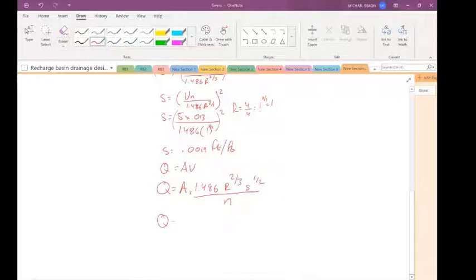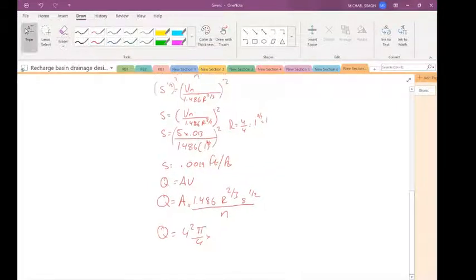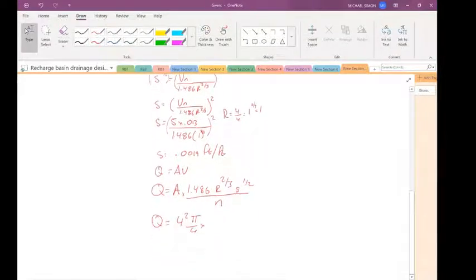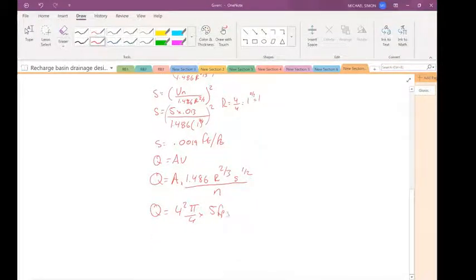We also have A, so that will be 4 squared pi over 4 times our velocity, which is 5 feet per second. So that gives me a Q equal to 4 squared times pi divided by 4 times 5, or 62.83 CFS. Now on the nomograph I came up with 60, a little bit more. I'll give myself a 95 for that.